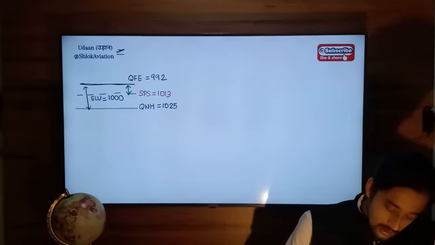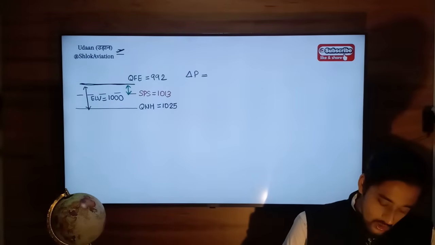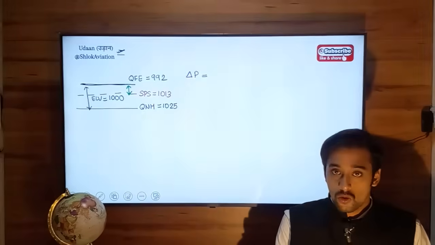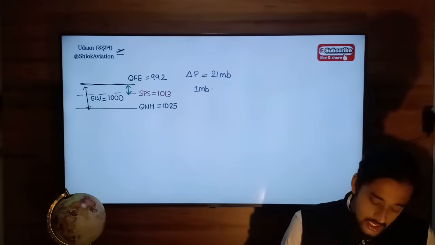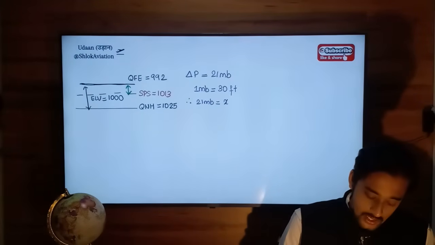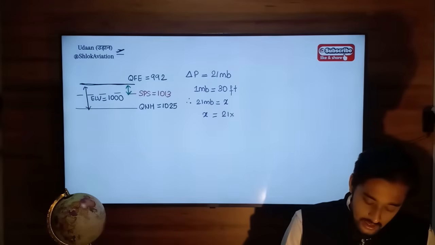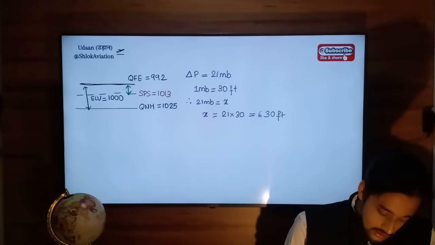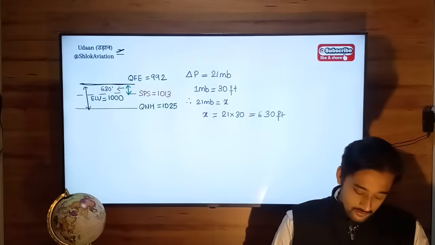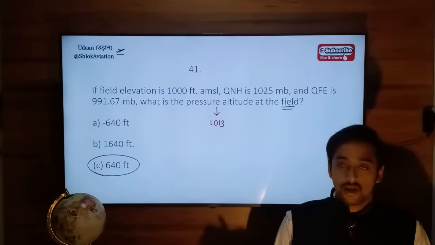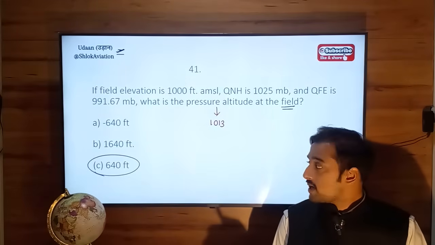So let's write it down. Pressure change is equal to 1013 minus 992, which is 21 millibars. Now 1 millibar is equal to a height change of 30 feet. Therefore, 21 millibars equals how much height change? 21 into 30, which is equal to 630 feet. So pressure altitude of this airport is option C, 630, or the closest option, 640 feet.